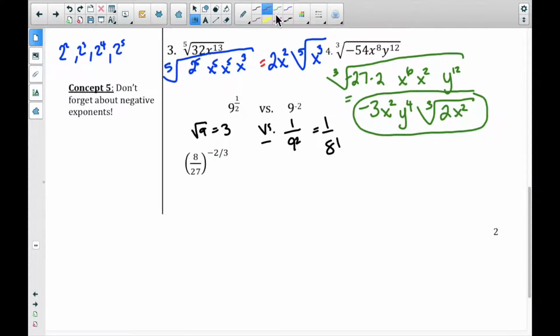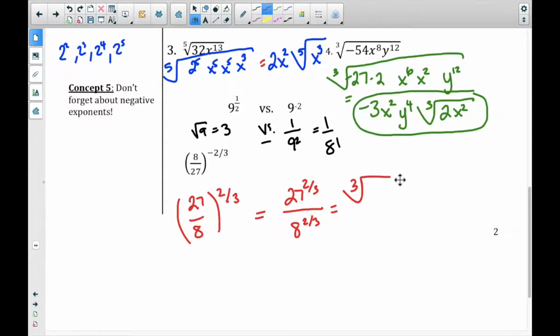So here we're going to put them together, and that means the negative means take what you are working with and turn it upside down. Now I have a positive, because all I had to do was flip it for the negative to go away. So in other words, what I have is 27 to the 2/3 over 8 to the 2/3. Remember, the bottom number is the root, the top number is the power. And again, you can do either the power first or the root first.